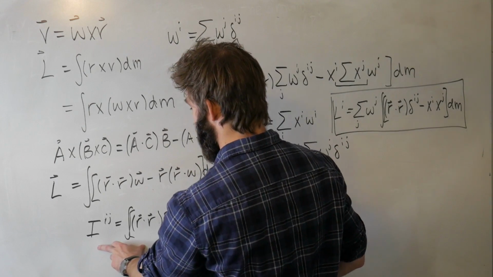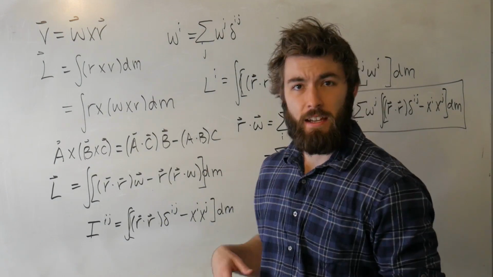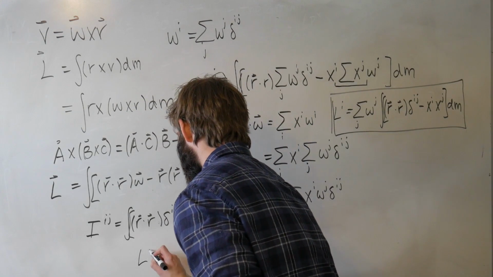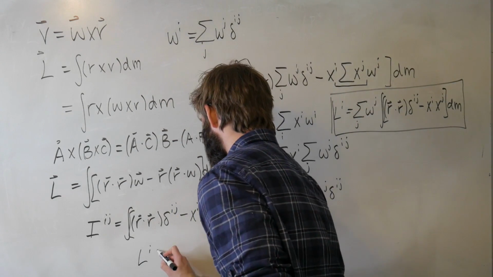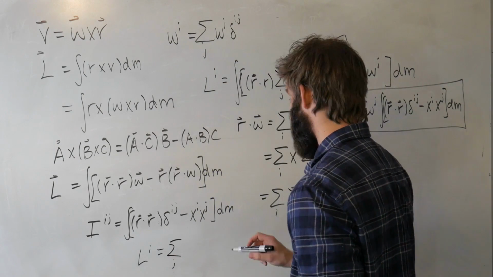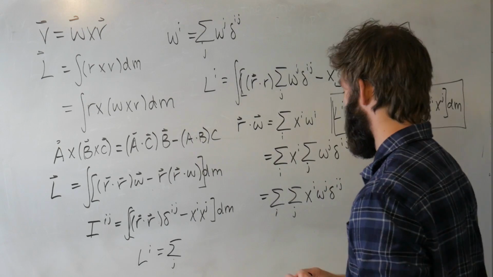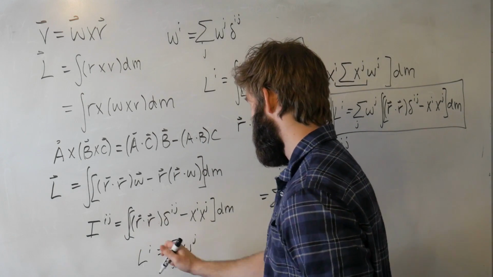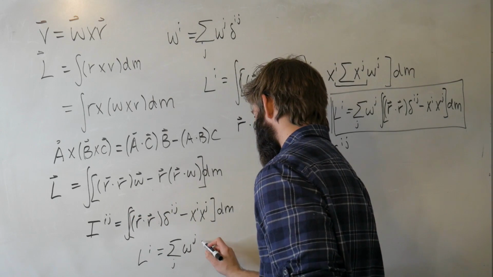This is the component of the inertia tensor. And then this just means that we can write the angular momentum as L, the ith component of the angular momentum, is equal to a sum over j of the jth component of the angular velocity times the ijth component of the inertia tensor.